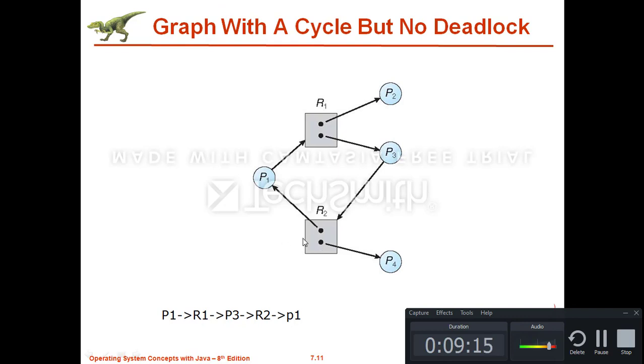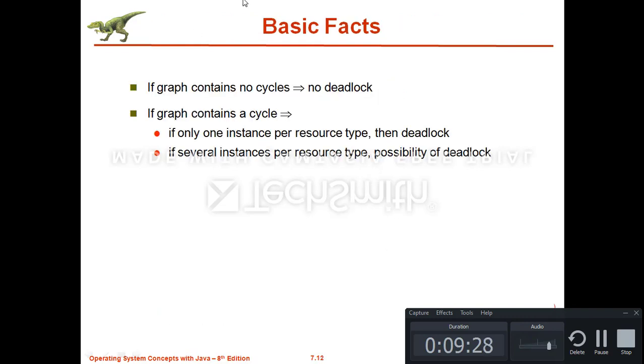So if you have multiple instances of resources, then the possibility of getting a deadlock is less. If you have a single instance, then the possibility of deadlock with the cycle will be 100%. Let's go ahead, so we'll come to the conclusion. If the graph contains no cycles, then deadlock will not be there in your system. If the graph contains a cycle and there is only one instance per resource type, then there can be a deadlock. If there are several instances per resource type, the possibility of deadlock will be less.